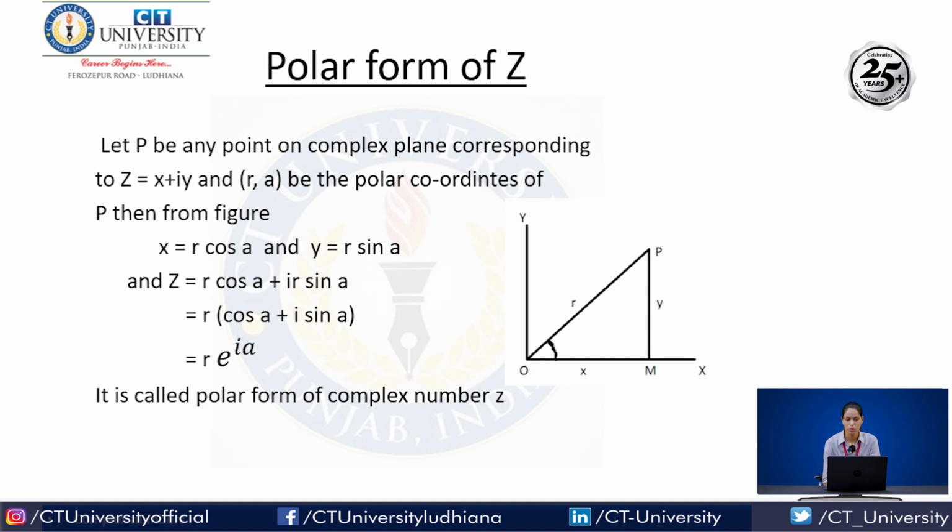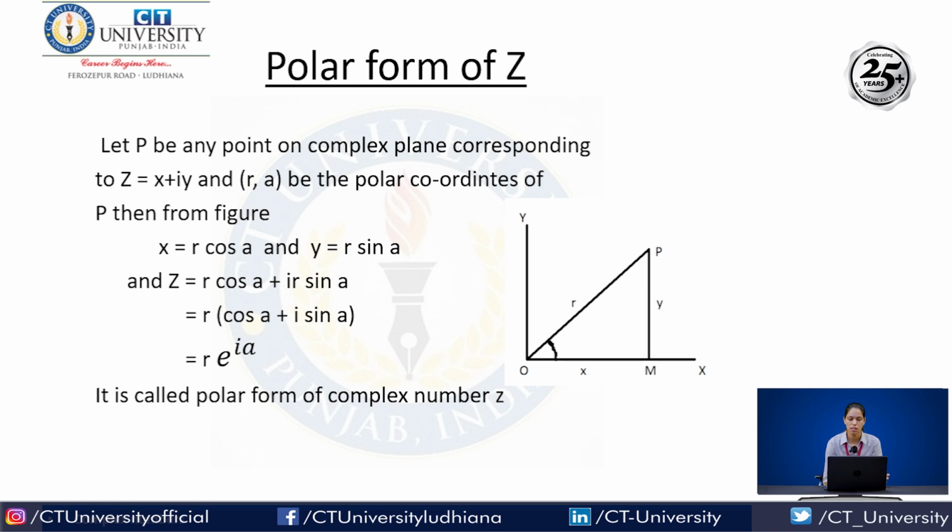Here I am taking the polar coordinates, that is r and a. You can also replace a by theta, as many mathematicians use angle theta, but I am taking it as a. My perpendicular is y and my base is x with hypotenuse r, so there is a right angle triangle PMO having polar coordinates r and a. Then cos theta equals x by r, that is base by hypotenuse, and sin theta equals perpendicular by hypotenuse, that is y by r.